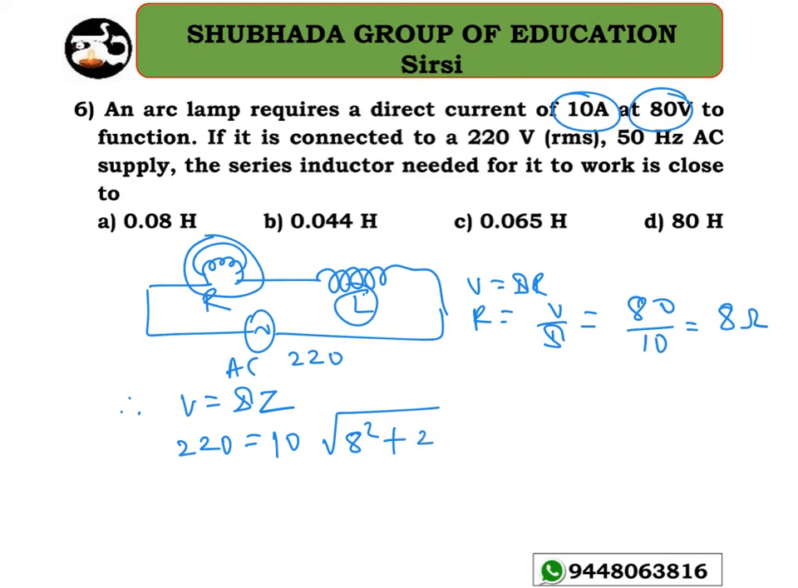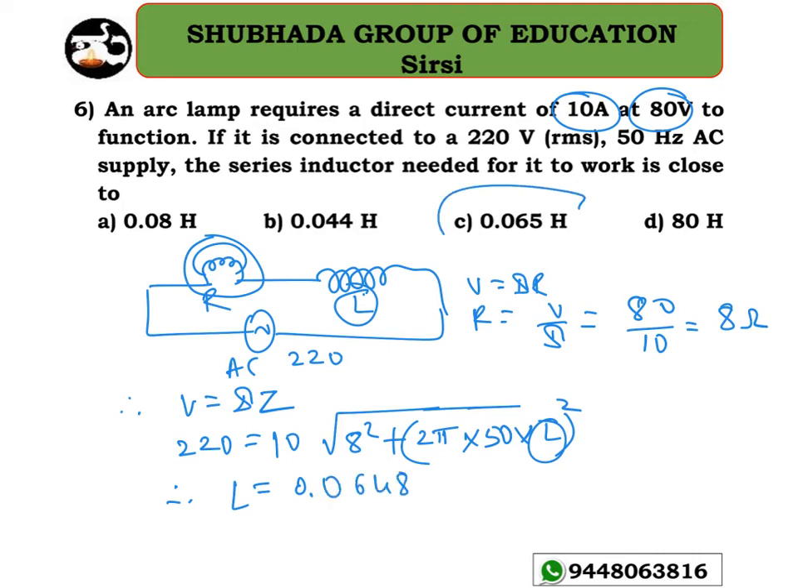XL is 2 pi F, F is how much? 50, into L, which we need to calculate, L square. Now the only unknown is L here, correct? So you can easily find out the value of L. Suppose you find out, you will get L as 0.0648, nearly equal to 0.065 Henry. Okay, that is the right answer for this question.